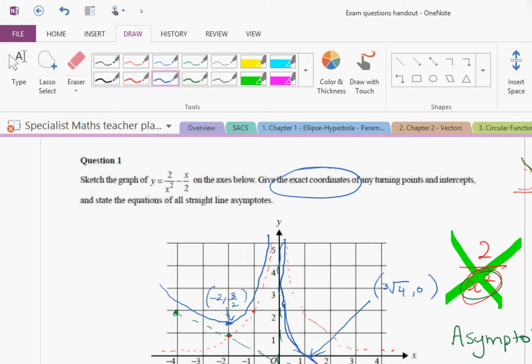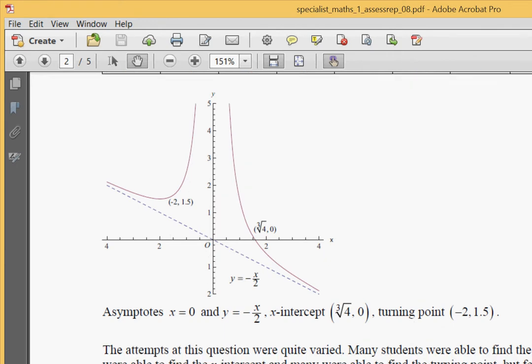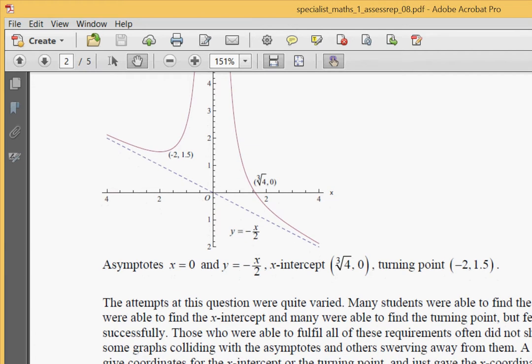This question was pretty poorly done though. Did any of you check out the examiner reports? Look, this is the thing. I didn't want to rush through this because it's one of the most poorly done questions. I'll pause it just for a moment and go find the examiner report. All right, for this question, it was fairly poorly done for quite a simple question, which used addition of ordinates, a simple derivative, and finding an x-intercept. Many students were able to find the equations of the asymptotes, many were able to find the x-intercept, and many were able to find the turning point. But few were able to complete all of these successfully.